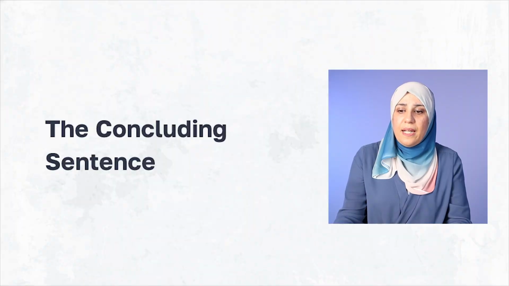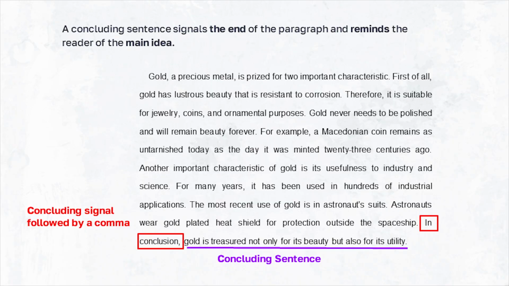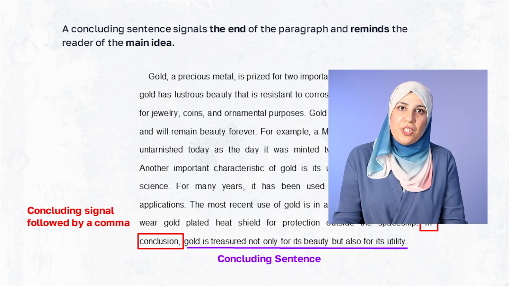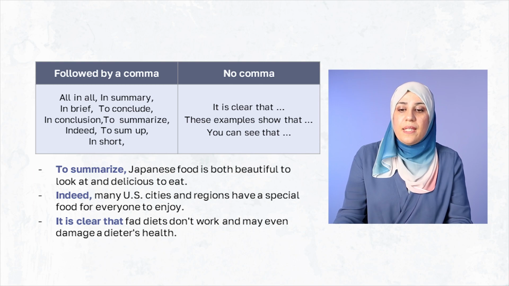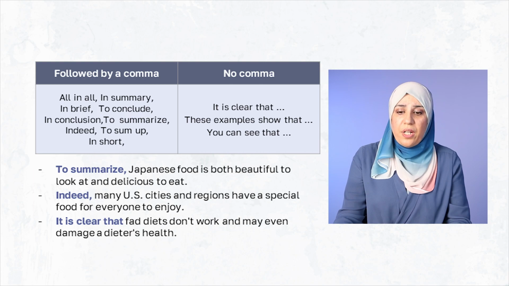We move now to the last element, which is the concluding sentence. The concluding sentence indicates the end of the paragraph by using a concluding signal like "in conclusion" to show the reader that you are finishing or closing your paragraph. Here is a list of concluding signals which you can use to start your concluding sentence. So you can say, for example, all in all, in summary, in brief, to conclude. All these are followed by a comma, or you can use some words which are not followed by a comma, like it is clear that, these examples show that, you can see that.